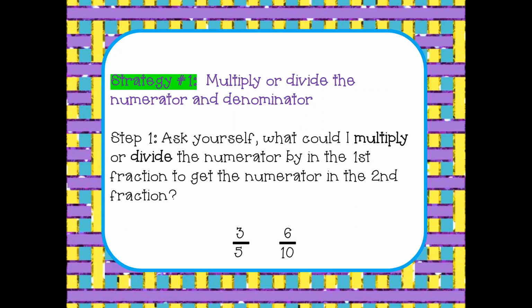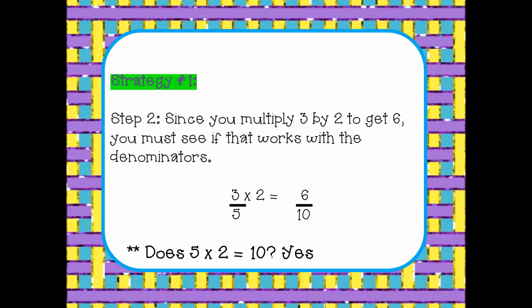All right, friends, our first strategy is to multiply or divide the numerator and the denominator. Step 1, ask yourself, what could I multiply or divide the numerator by in the first fraction to get the numerator in the second fraction? So here we have 3/5 and 6/10. The numerator in the first fraction is 3. The numerator in the second fraction is 6. So what am I going to do? Multiply or divide? I'm going to multiply. 3 times 2 equals 6.